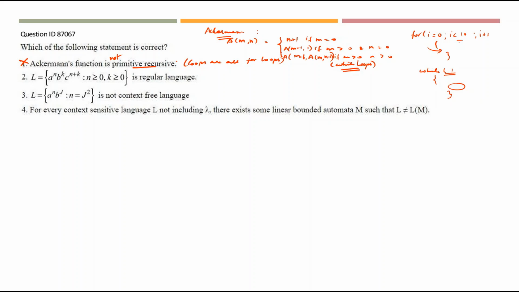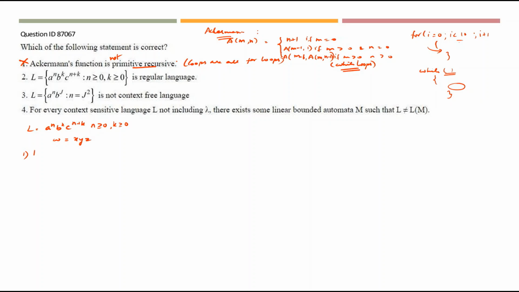The second statement is the language a power n, b power k, c power n plus k, n greater than or equal to 0, k greater than or equal to 0 is regular. So to check whether a language is regular or not, we have to go with the pumping lemma. I'm not going to explain pumping lemma here. Instead, I will just list the rules of pumping lemma. So let us take a string w. It will be in the form of x, y, z. And we have to check three rules here.